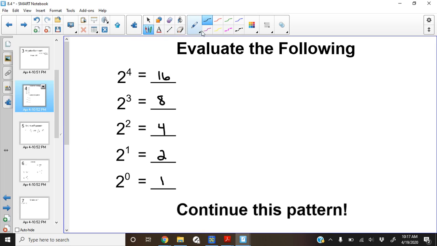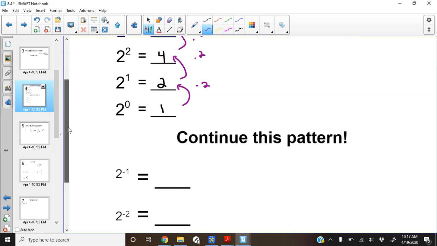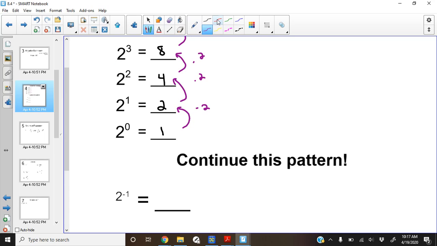So what is the pattern as we move upward from here to here, here to here, here to here, and here to here? Well, to get to each step, you multiply by 2. You multiply by 2, multiply by 2, multiply by 2. So what if we were to continue that pattern the other direction? So what if we look at it going downward? How do we get from 8 to 4, 4 to 2, 2 to 1? Well, instead of multiplying by 2, we divide by 2.